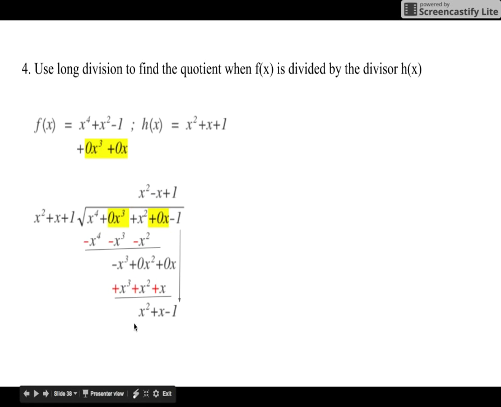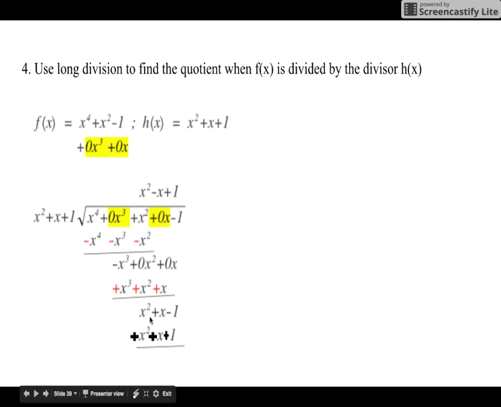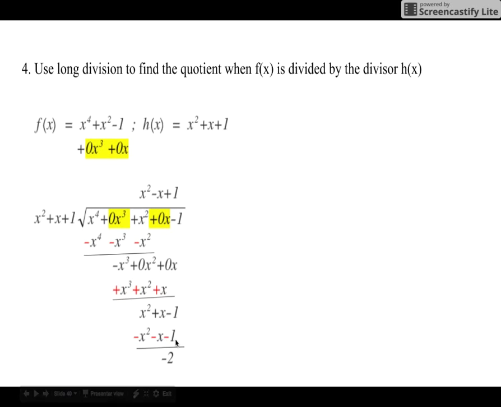So x squared times what will give us x squared? Well, that's easy. That's positive 1. So you're going to multiply positive 1 by each of these. So positive 1 times x squared is x squared. Positive 1 times x is x, and positive 1 times positive 1 is positive 1. Then you're going to change the signs, and these will cancel, so will these, and negative 1 minus 1 will give us negative 2.